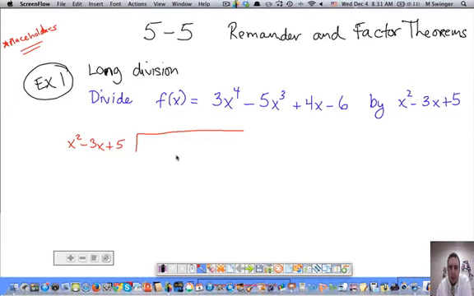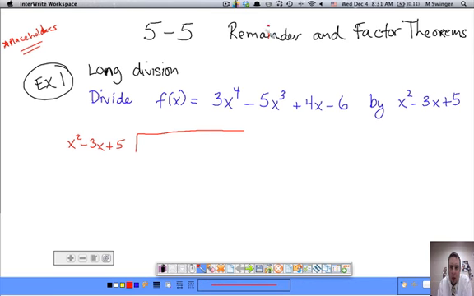Section 5. We're going to look at the remainder and factor theorems. Basically, we're going to be doing a lot of dividing, okay? Dividing polynomials. So, our first question deals with long division. There's long division and synthetic division. So, you have to know both because you can't always do one or the other.